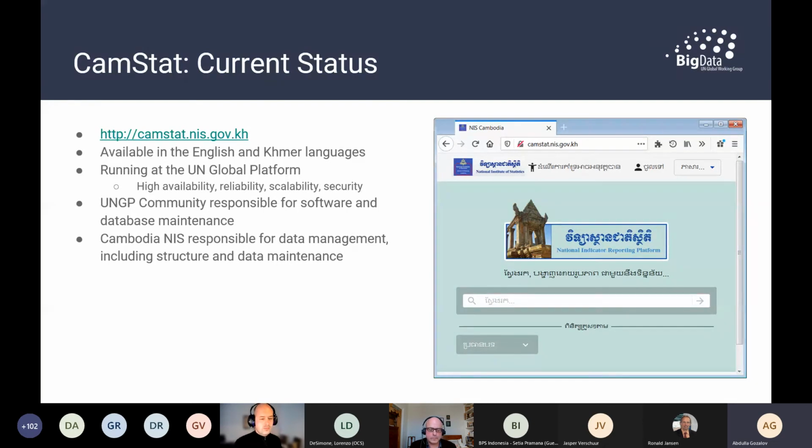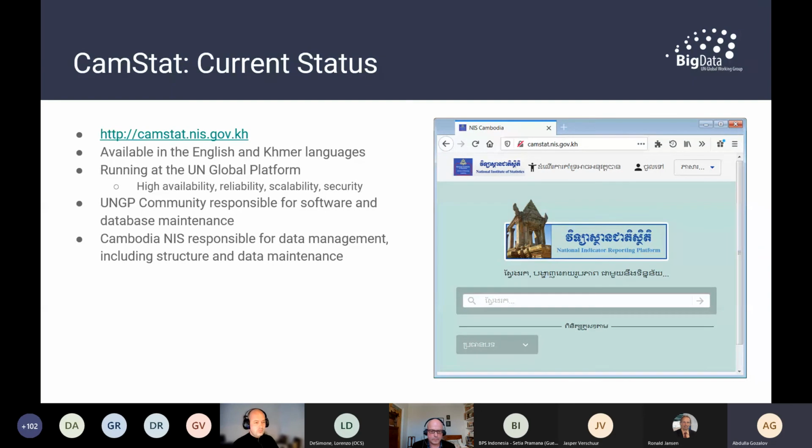You have rich text, you have text search, you can browse the data in English and Khmer. But this software, while very powerful, is also quite complex. And deploying it requires an expertise which is hard to find in statistical offices and even more difficult to retain. And this part of the complexity is taken care of by the UNGP community, by the global platform community. Responsibility for deployment and maintenance of the software and the databases is with UNGP.